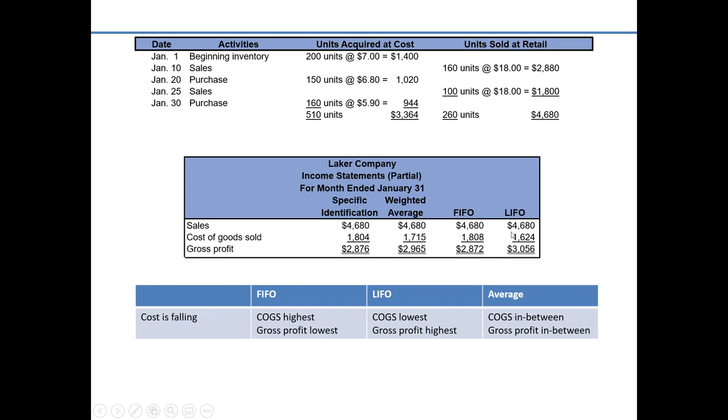LIFO, our cost of goods sold under falling costs, is going to be the lowest, and therefore we flip that around because our lowest cost of goods sold subtracts from the same sales, and our gross profit is going to be the highest. That's the pattern that we can say. Now, that's a set pattern if costs are falling. It's opposite if costs are rising, and we'll go over that in a minute.